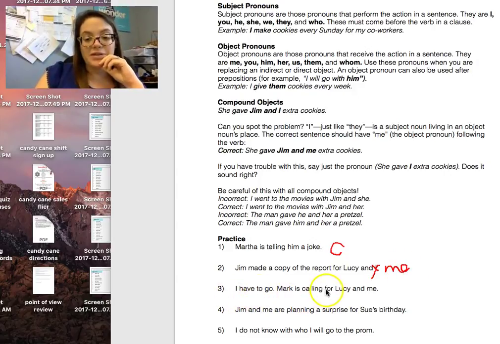Number 3: I have to go. Mark is calling for Lucy and me. Here we see that for Lucy and me is our correct object pronouns. That one looks good. Let's look at our other pronoun, I. That's a subject pronoun, and I see it before my verb where it should be. This one is correct.